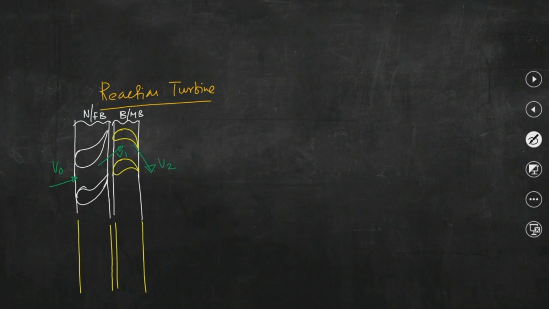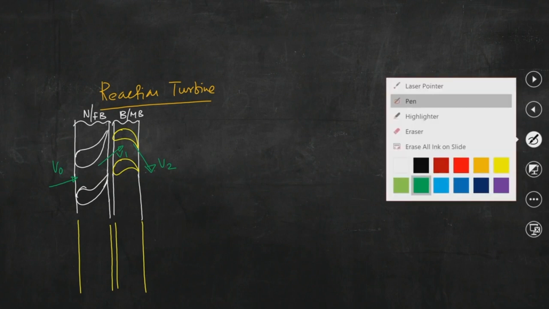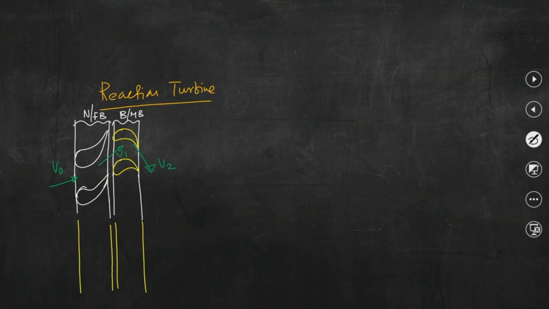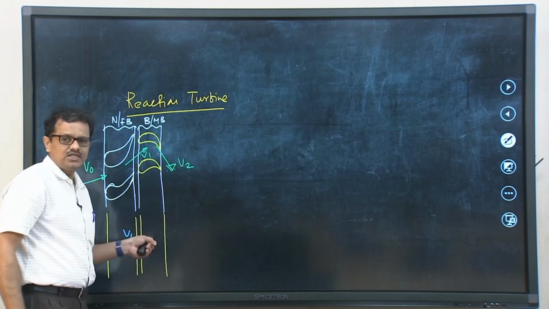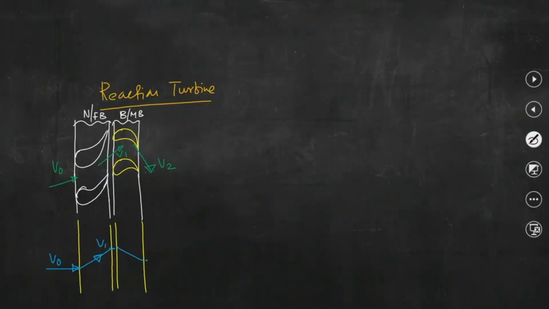Now, if we try to draw the pressure and velocity quickly, we all know that velocity, say this is velocity V0, will increase when steam is passing through these fixed blades or nozzle, and when steam passes through the passage between two consecutive blades that we have drawn here, velocity will fall, and say this is velocity V2.